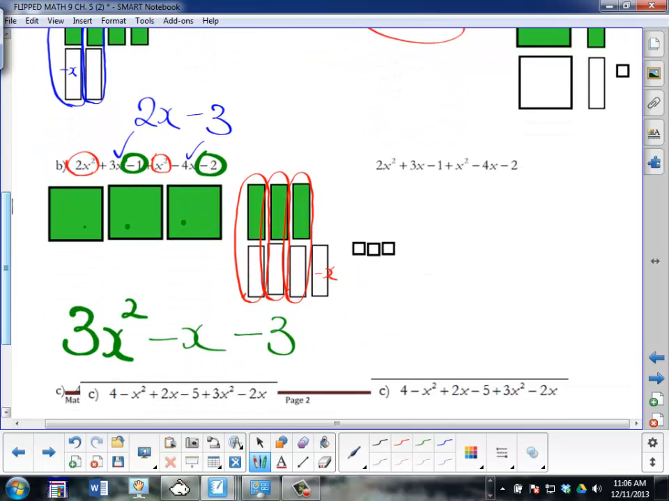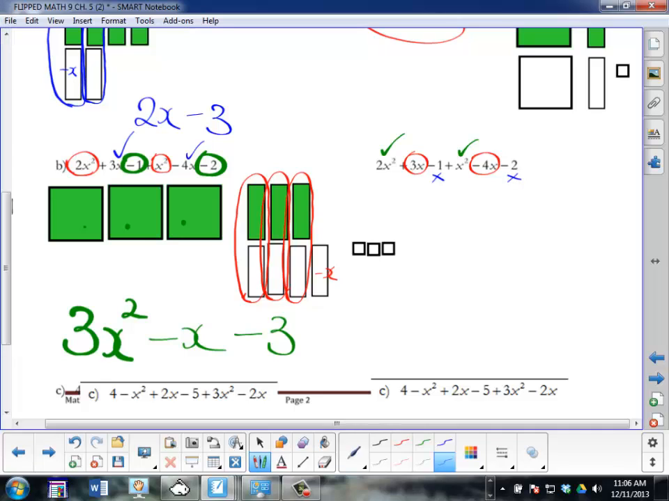Now, doing it algebraically, same sort of process. We go through and I've got a 2x squared there and I've got a 1x squared there. So I'm going to check off all my like terms first of all. I've got a 3x and a minus 4x there. And then lastly, we've got a minus 1 and a minus 2.